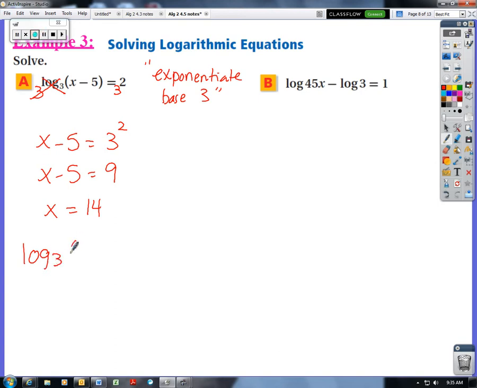Now you do have to go back and check. I'm plugging 14 into the original equation, log base 3, and checking to see if it equals 2. So this is log base 3 of 9. Does that equal 2? Yes, 3 to the second power is 9, so it does check.